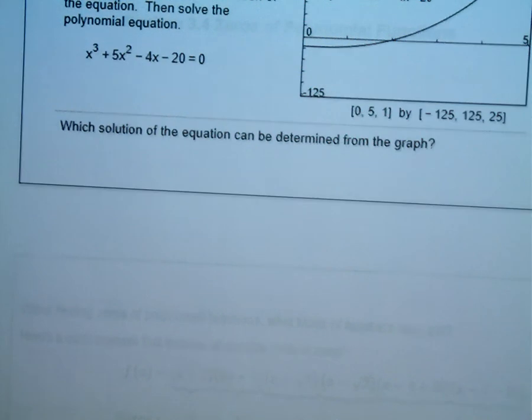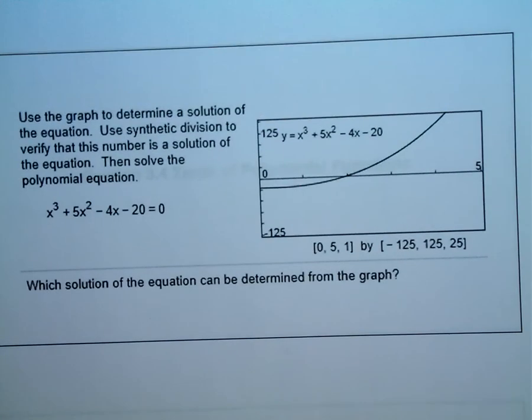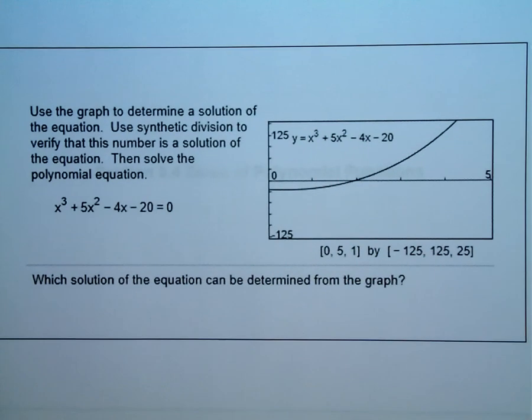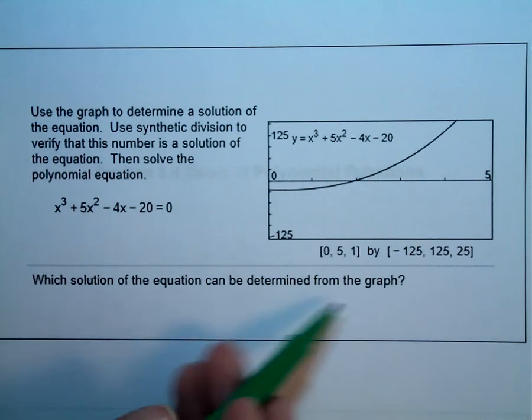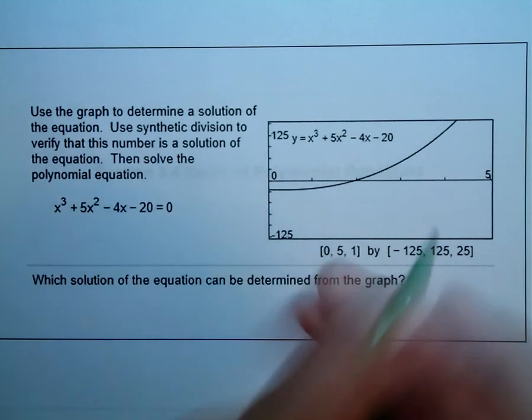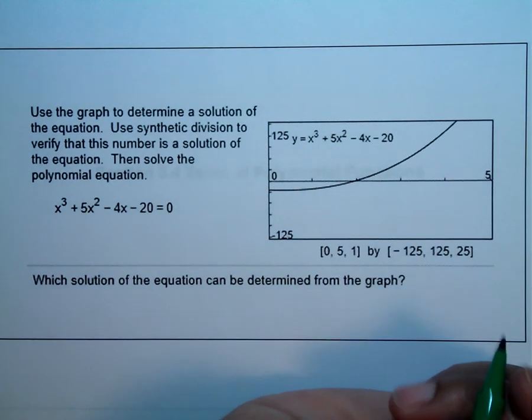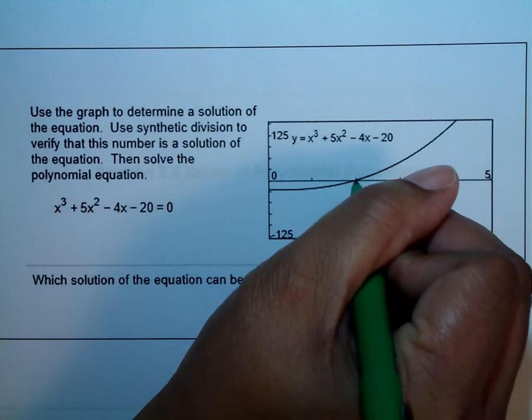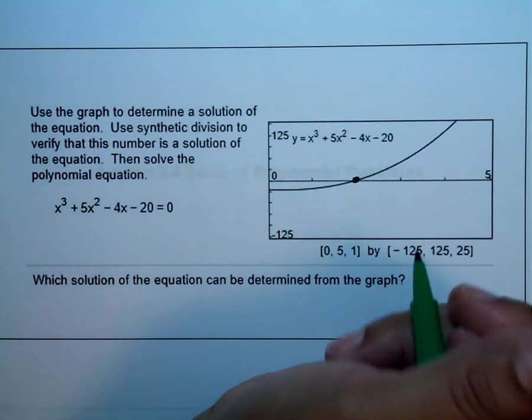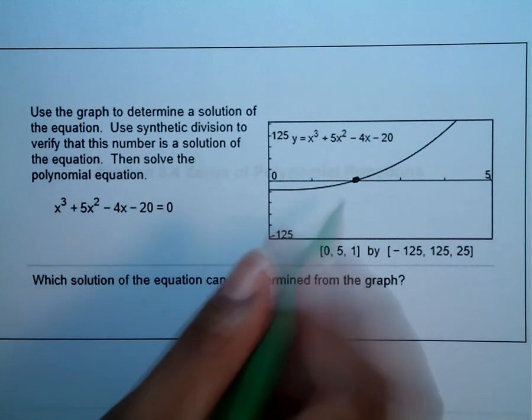Just the last problem for this section. It says use the graph to determine a solution of the equation. Use synthetic division to verify that this number is a solution. Then solve the polynomial equation. Okay, so it says which solution of the equation can be determined from the graph. So looking at the graph, remember my zeros, my solutions, my roots are my x-intercepts. So looking at the graph, one of my solutions is 2.